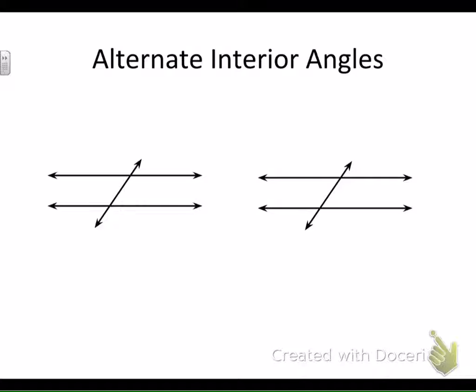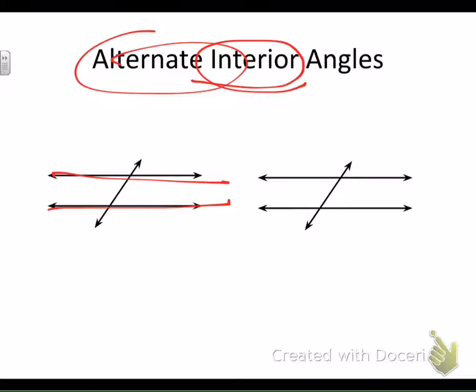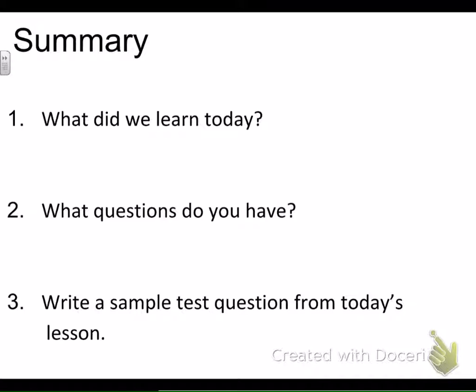Alternate interior. So they're interior, on the inside of the two lines. Alternate means they're on opposite sides of the transversal. So it'd be like that and that, or we could go that and that. Okay, summarize. What did we learn today? What questions do you have? And write a sample test question.